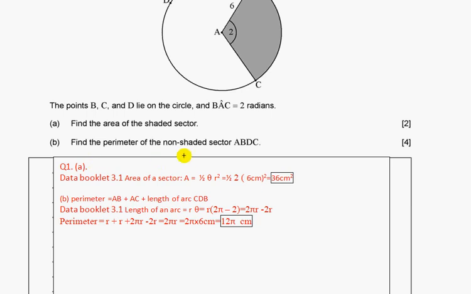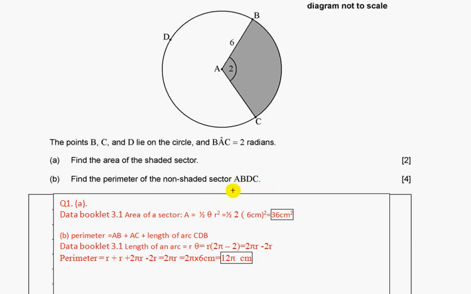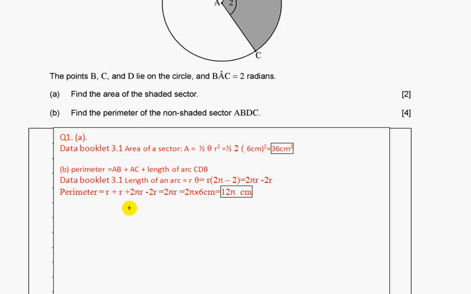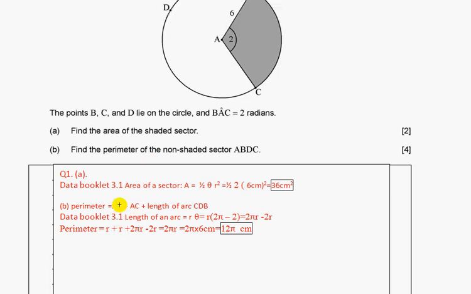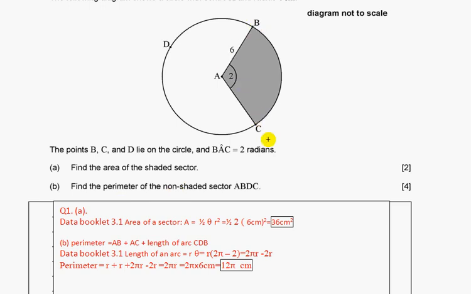Find the perimeter of the non-shaded sector. Be attentive, non-shaded sector. So it is in here. So the angle subtended is 2 pi minus 2. Again we use the data booklet. The perimeter will be AB plus AC plus the arc.